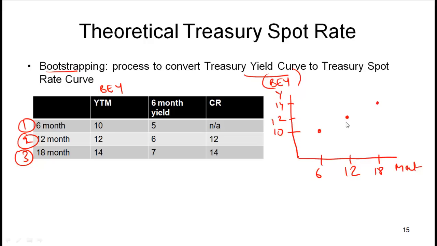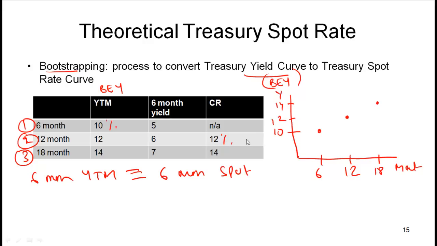An important point to note here is that with the 6-month bond, which is bond 1, we don't have any coupons. So here you are locking your money in for 6 months and getting a yield of 10%, which means that for the 6-month bond, the YTM is the same as the 6-month spot rate, because there are no cash flows in between. But for bond 2, which is a 12-month bond, let's assume that this bond is issued at par. So for a 12-month bond, the YTM is 12. There is a coupon rate of 12%, which means that this bond makes a coupon payment after 6 months and then another coupon payment after 12 months.